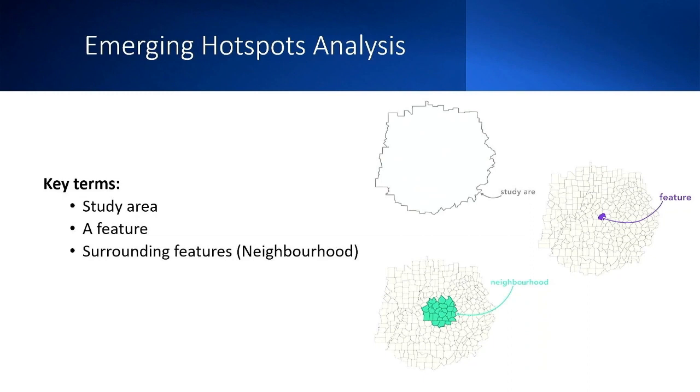A quick recap on these terms. Each polygon in this data set is called a feature, in purple. Each feature must have an associated numerical value, which in this case, in the analysis I did, is the number of crimes. Every feature has a neighbourhood, which is made up of the surrounding features and the feature itself. The study area includes all of the features in our dataset combined. So feature might be just one part of Auckland, and the study area is the whole Auckland region.